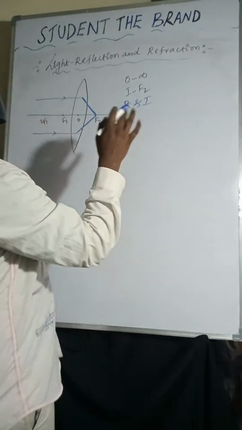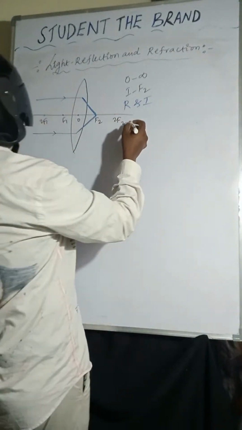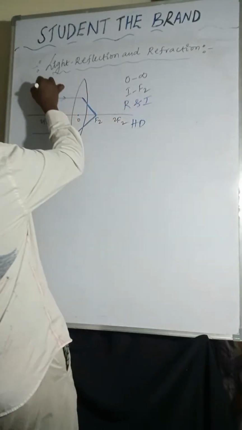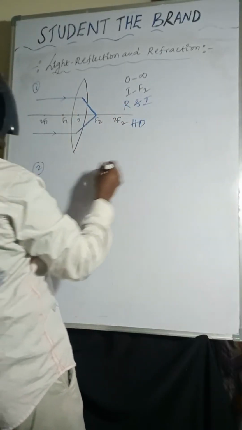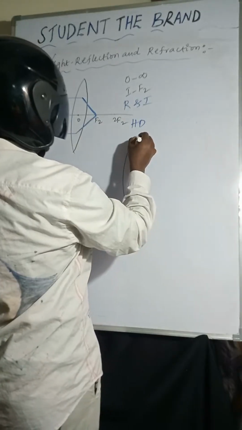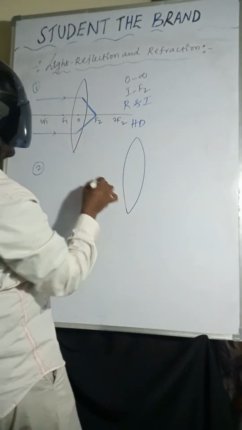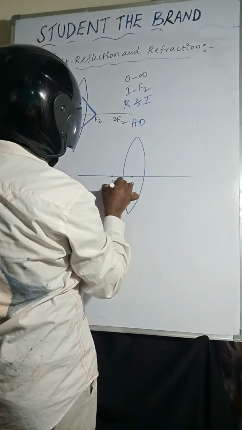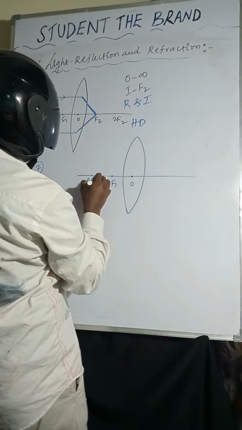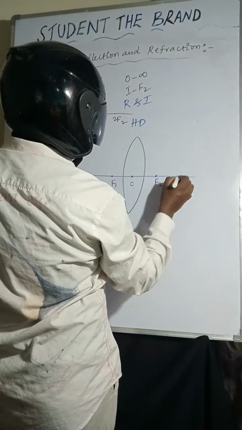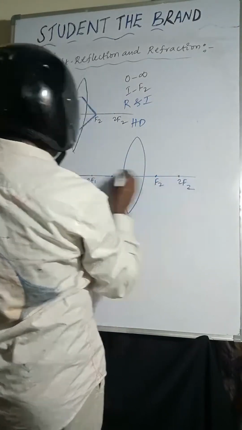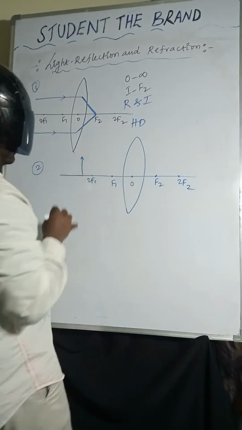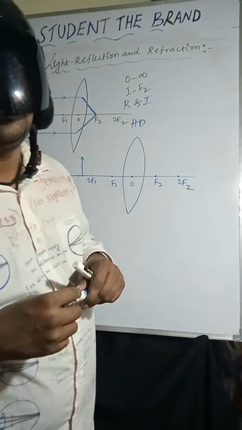Nature of the image is real and inverted. Size of the image is highly diminished. So that is the first one. Coming to the second one. Second image formation: optic center, F1, 2F1, F2, 2F2. Object is placed beyond 2F1.